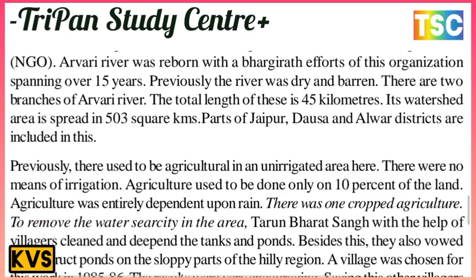This is important here. Previously, there used to be agriculture in the unirrigated area, and there was no means of irrigation, and agriculture used to be done on only 10% of the land. Agriculture was entirely dependent upon rain, and there was only one crop. To remove the water scarcity in the area, Tarun Bharat Sangh, with the help of the villagers, cleaned and deepened the tanks and ponds here.